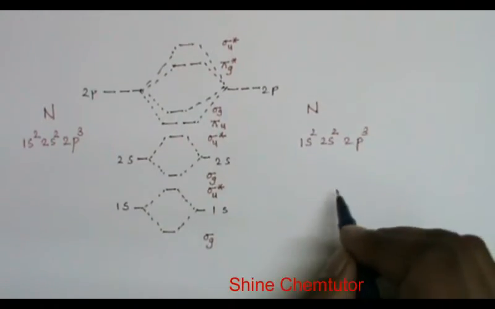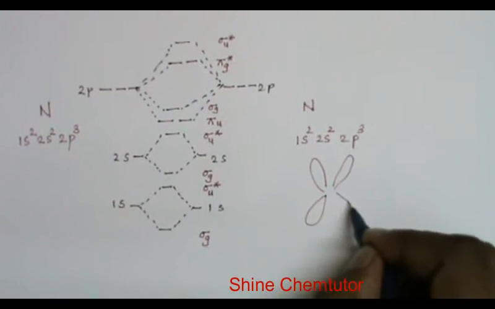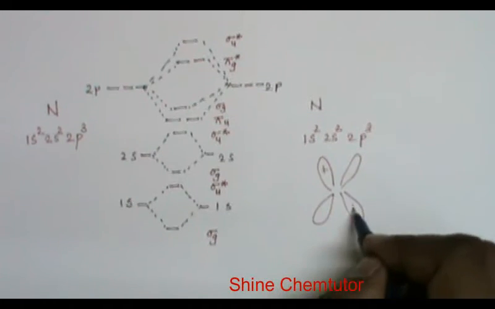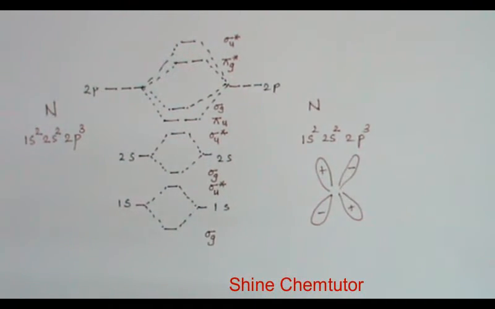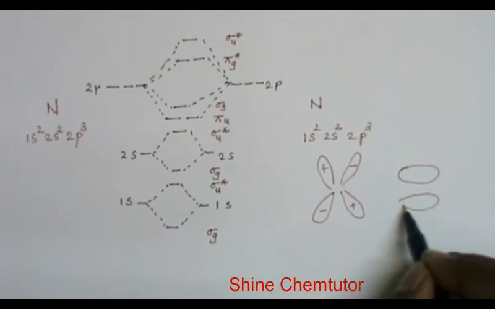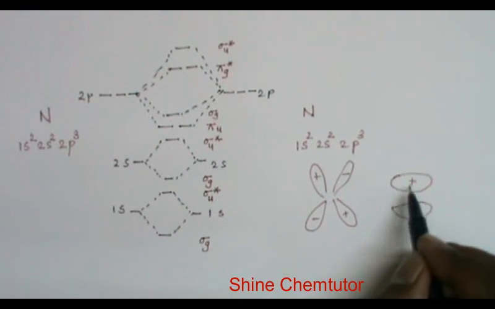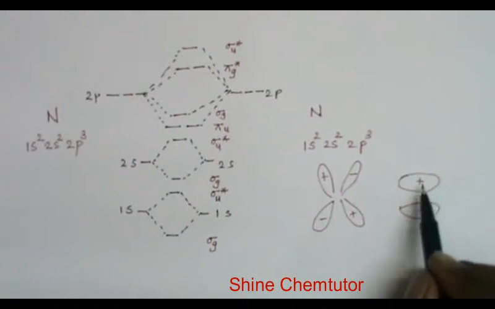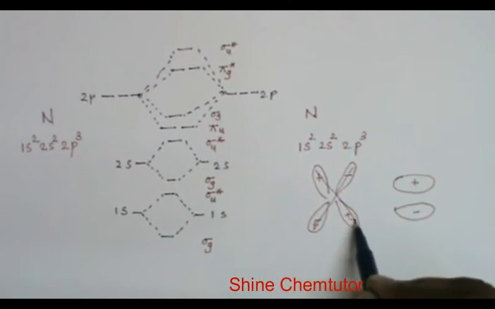The pi star will be something like this. So there will be center of inversion. When you go for pi, it will be like this. So in this there is no center of inversion. Here it is plus minus, but in this case I have center of inversion.